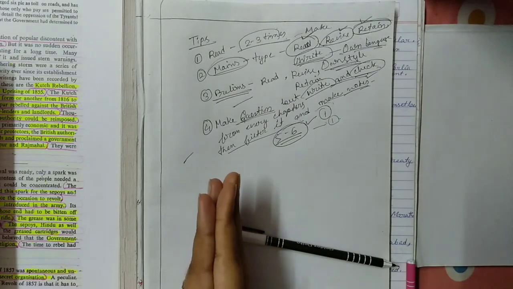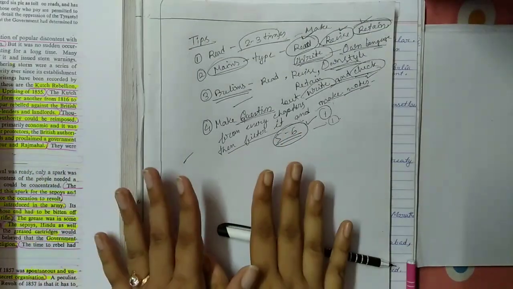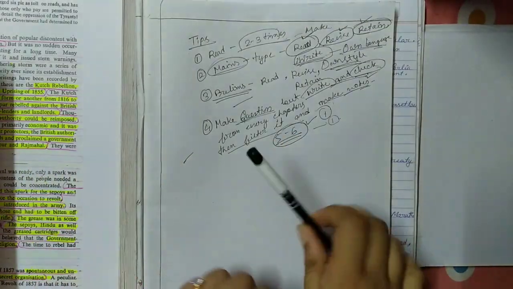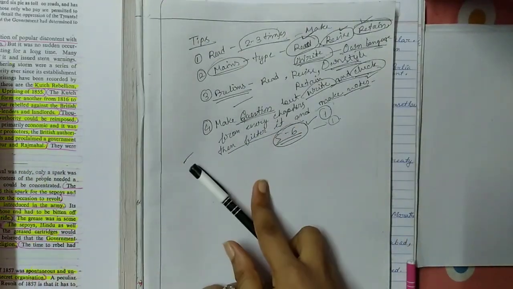So almost we have done our discussion. That's it for today. I have almost discussed everything on how to make integrated notes for modern history.